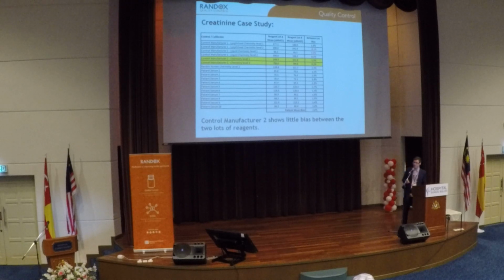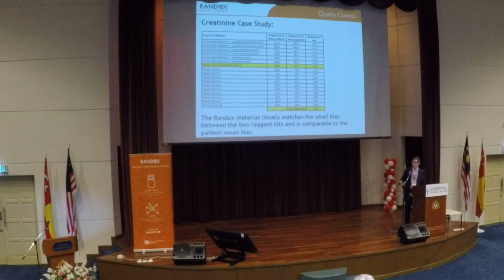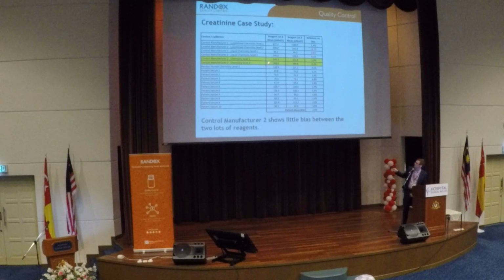Then for control manufacturer 2, we can see that they actually had very, very small shifts between reagent batch changes. The first shift was 1.5%, the second shift was 0.2%, so barely anything at all, which you would think is what we're going for. However, then we look at the Randosx human chemistry level 2 control, and we see that the shift between reagent batch was 2.3%. So it's actually a little bit higher than control manufacturer 2.